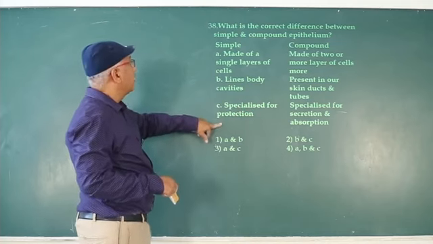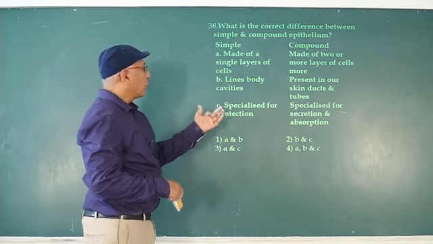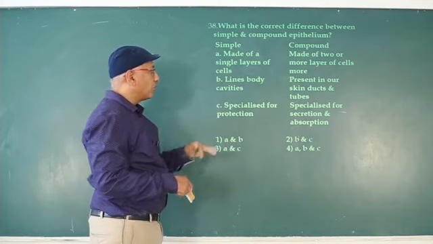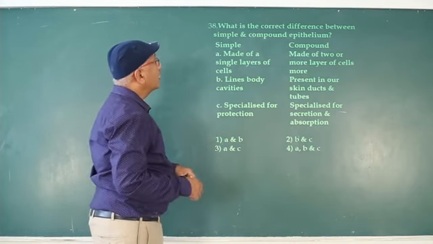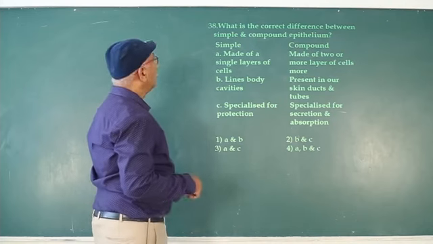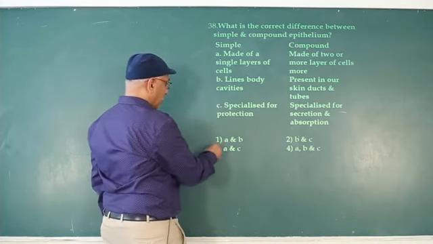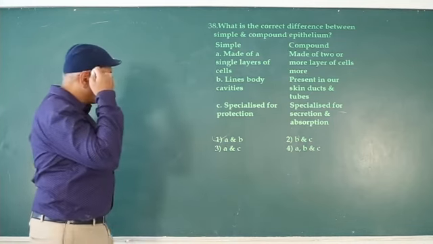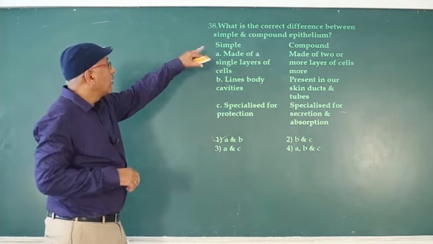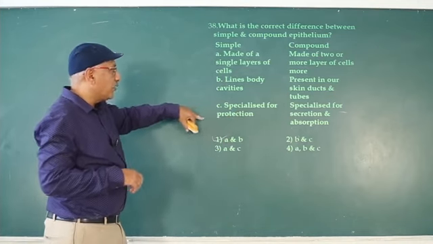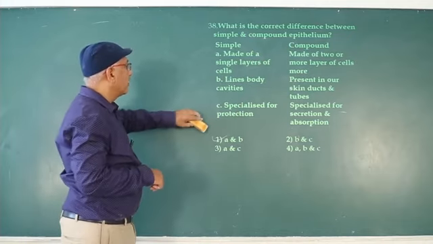Specialized for protection, simple epithelium. So, protection, that is the compound epithelium. Specialized for secretion, reverse. So, what is the correct difference between simple and compound? A and B are the correct difference. C is wrong. C is present in all. Reverse. So, simple epithelium specialized for secretion and absorption and compound epithelium for protection.